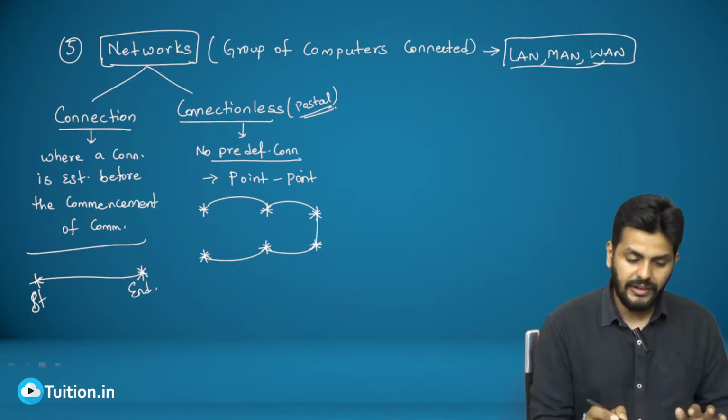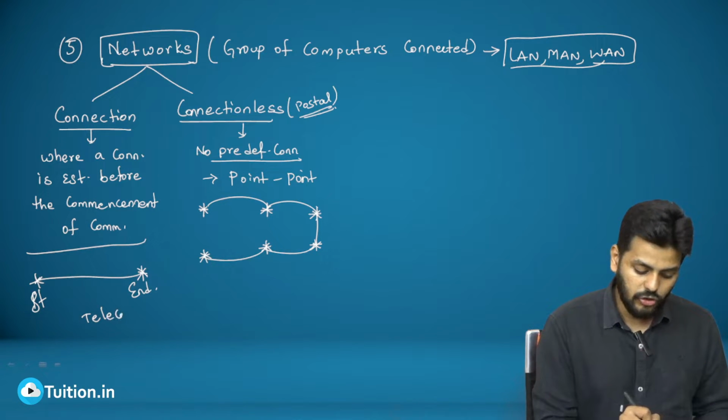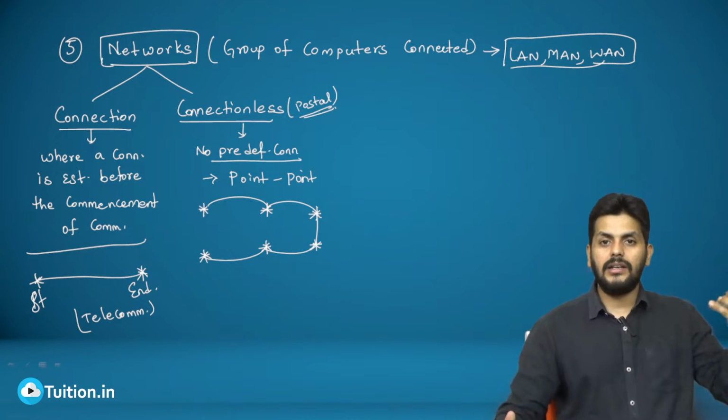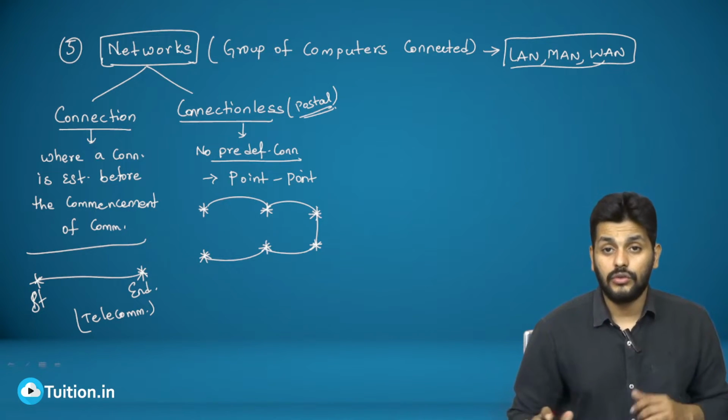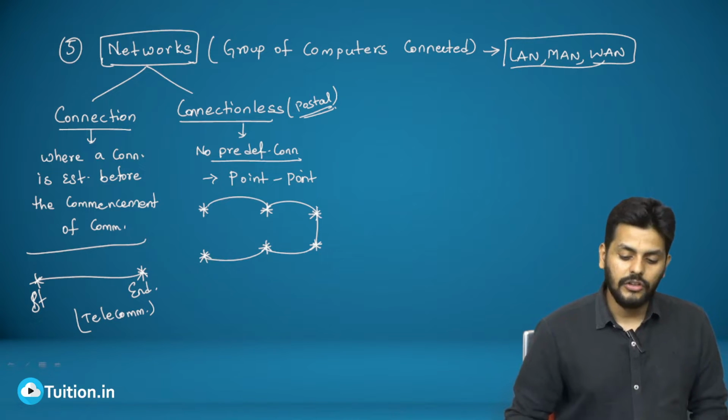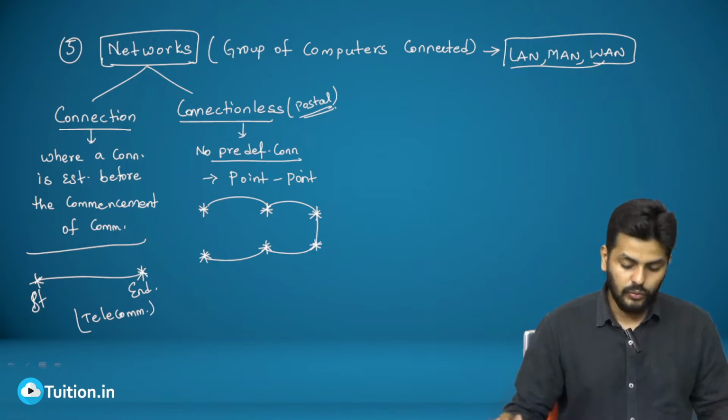Connection oriented networks have a fully defined connection from start to end. Telecommunication is a very good example, because first everything is connected, and then the connection lines are established. So that's how connection oriented networks and connectionless networks work.